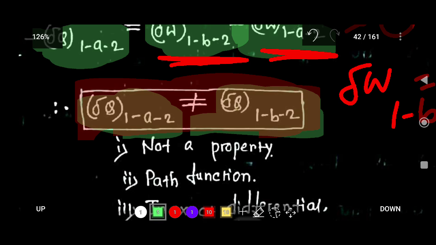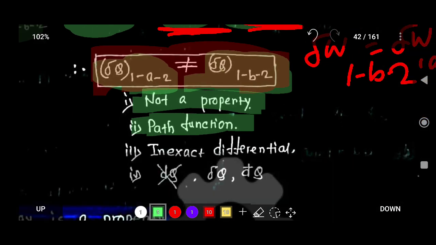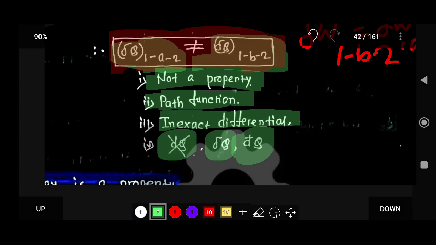From here you can conclude that it is not a property. It is not a property because it is a path function, because q is dependent on the path, that means dependent on the process, a or b. It is an inexact differential, and you should not write dq, you should write del q.